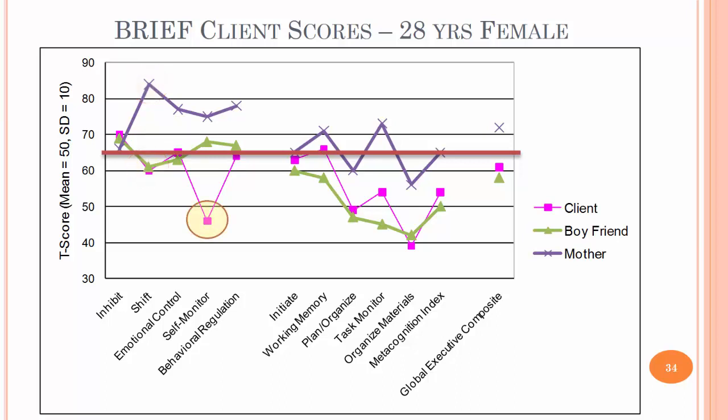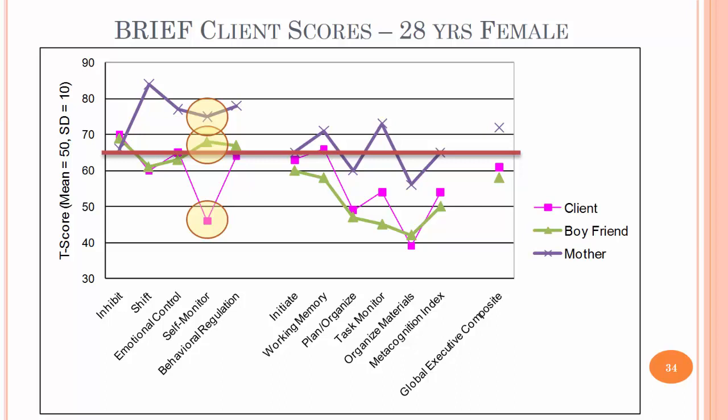Now let's take a look at this huge difference between the client's appraisal of her self-monitoring and the rating offered by her boyfriend and her mother. What is self-monitoring? The items in self-monitoring include: I don't notice when I cause others to feel bad or get mad until it is too late. I talk at the wrong time. I say things without thinking. I don't think about consequences before doing something. So those are the kind of issues that we would explore independently with the client and her mother.